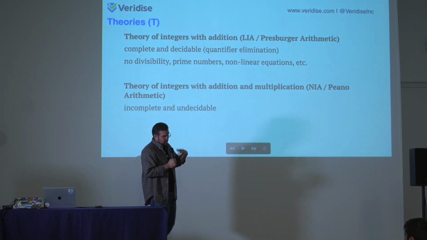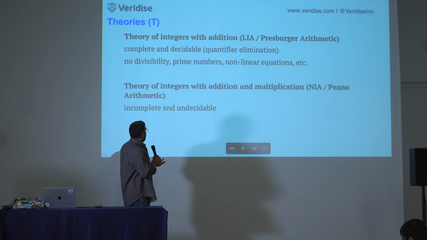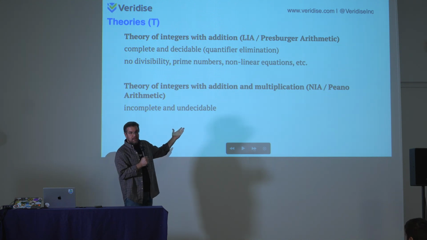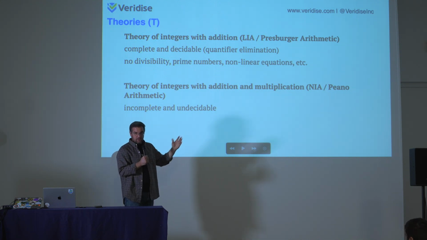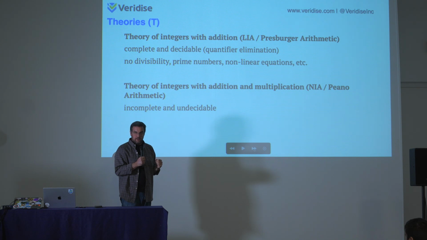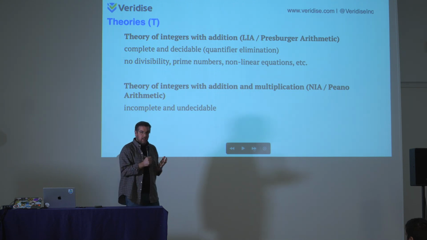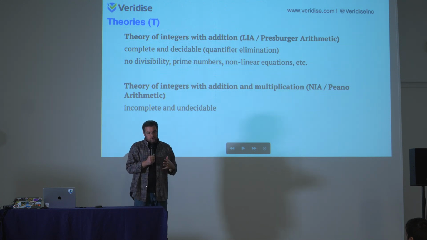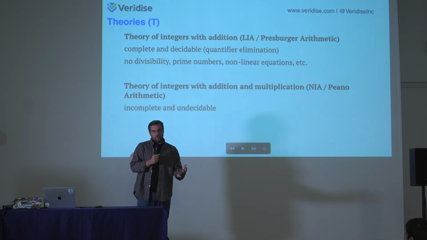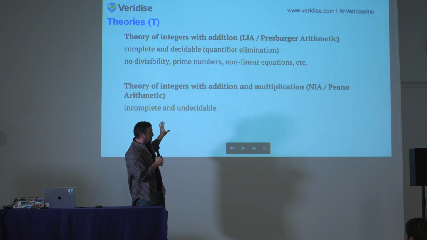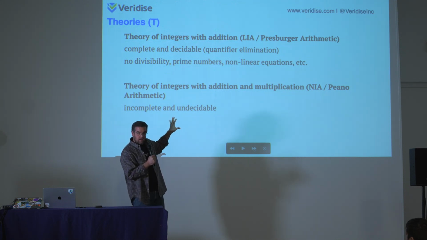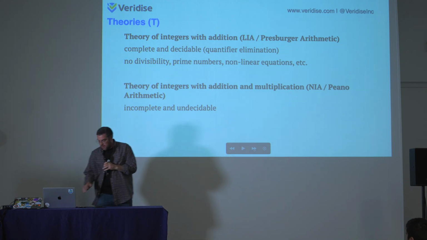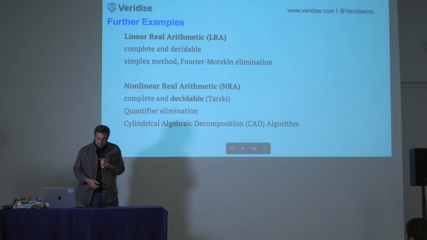Yeah? If you make things a bit more complex, if you say, I also want to multiply the integers, then you get into the world of nonlinear integer arithmetic, right? So this is kind of the Peano arithmetic. And this is known to be incomplete, and it's known to be undecidable. So no matter how much computational power you have, there will be formulas that you are unable to decide algorithmically, right?